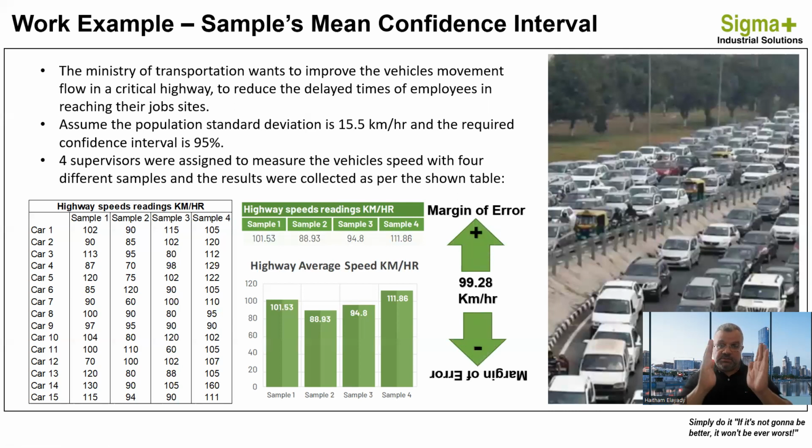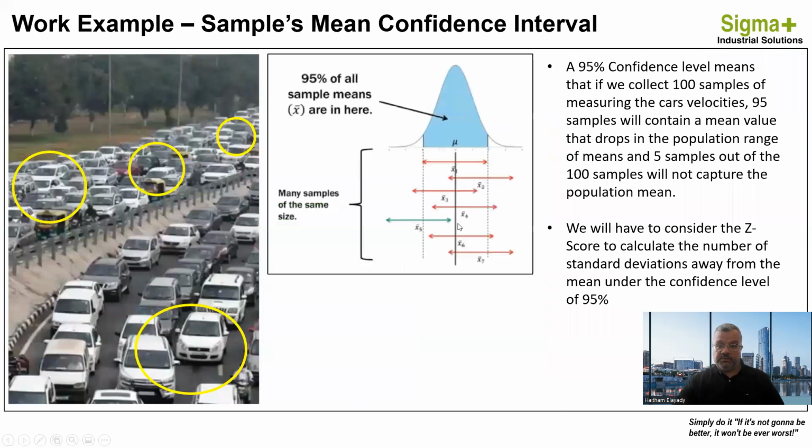The tolerance between the mean value and the upper and lower values is known as the margin of error. And we are going to see how we can calculate the margin of error so we can construct what we call the confidence interval. Okay.